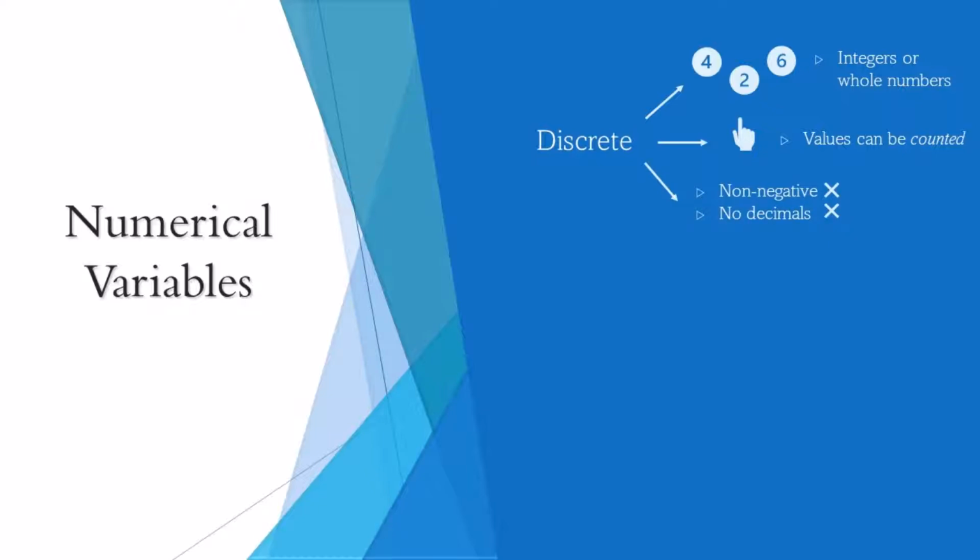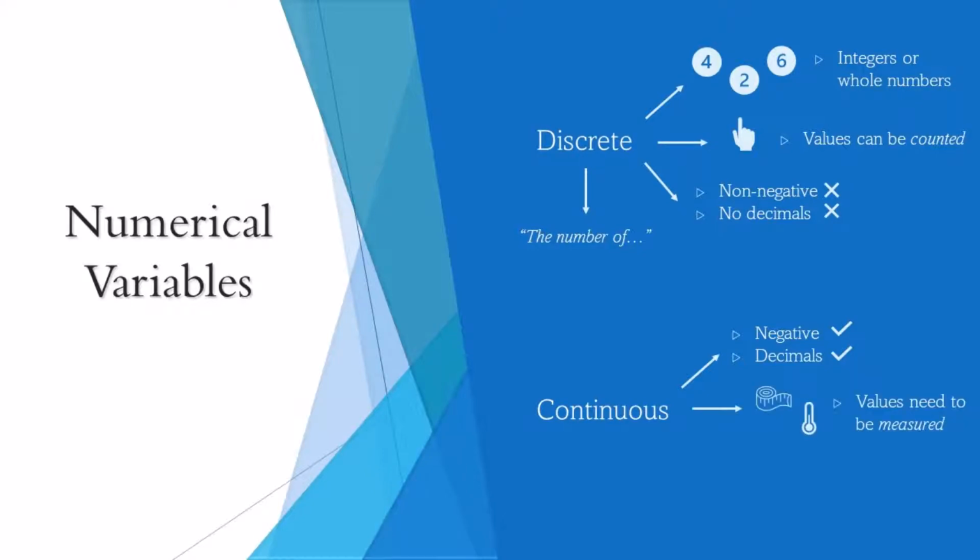An easy way to spot discrete variables in a data set is they are usually labelled as the number of something. Continuous variables can take any numerical value, including decimals and negative numbers. It helps to think of this as data that needs to be measured. This measurement is usually within a range. There will be a lowest value and highest value, but what makes this continuous is that the data can take any value between these 2 points.